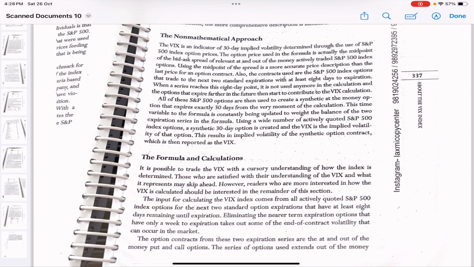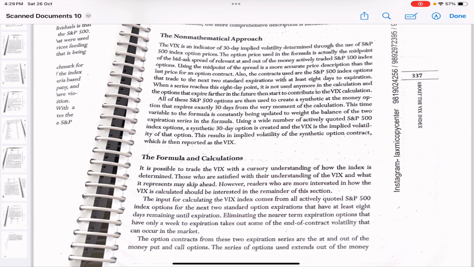The option price used in the formula is actually the midpoint of the bid-ask spread of relevant at-the-money and out-of-the-money active options. You know these concepts because we have discussed them in the options chapter. The midpoint of the spread is a more accurate price description than the last price of an option contract. So whatever prices the option contract has taken during its course of time, you are going to take the midpoint of that price, and that is going to give you the most realistic and closest option value.